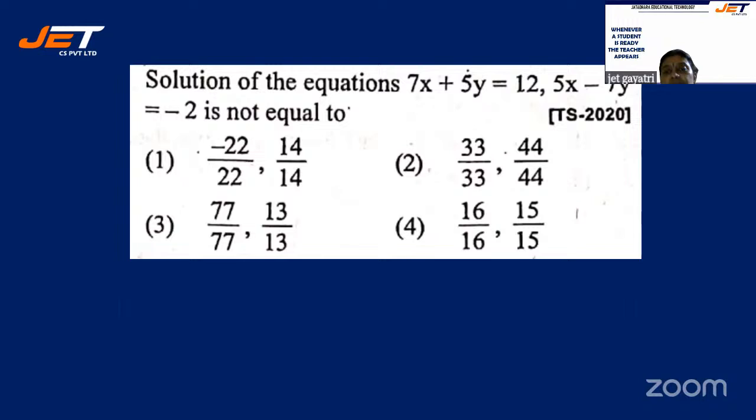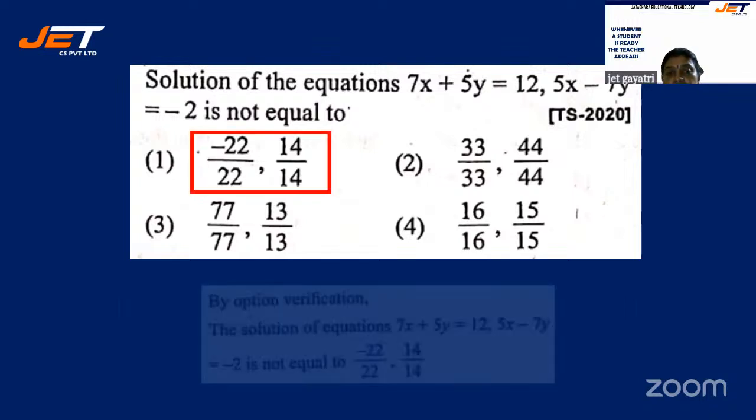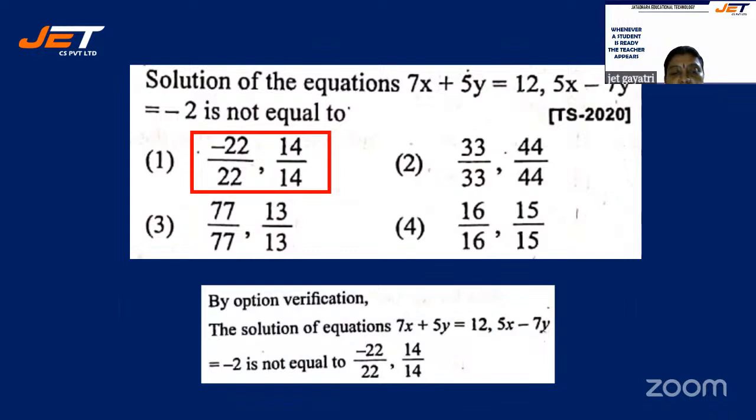Now let's see the next question. Solutions of the equations 7x plus 5y is 12 and 5x minus 7y is minus 2. It is not equal to dash. Yes, how? By option verification, the solution of the equations 7x plus 5y is equal to 12 and 5x minus 7y is equal to minus 2 is not equal to only this. You just have to put the values and find out.